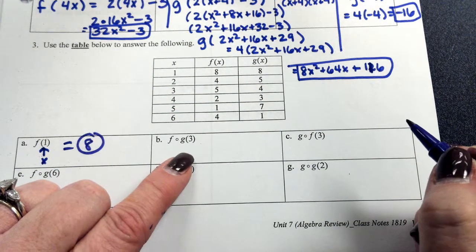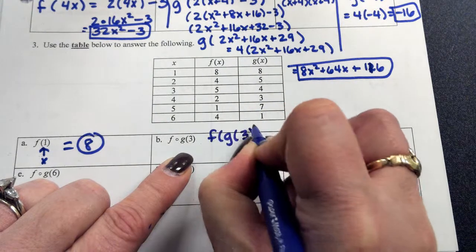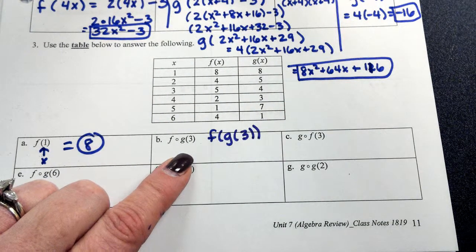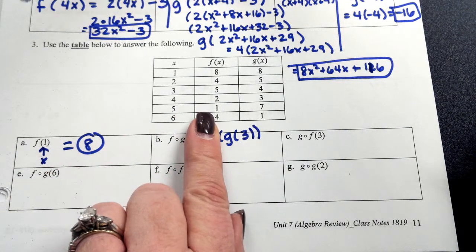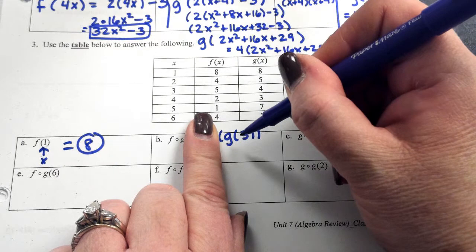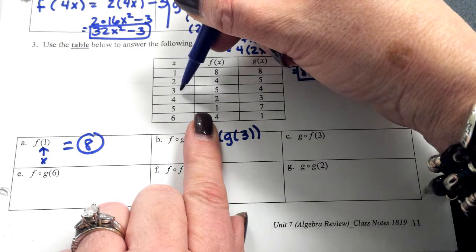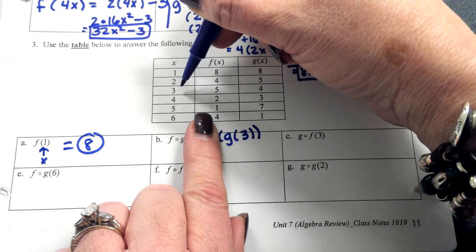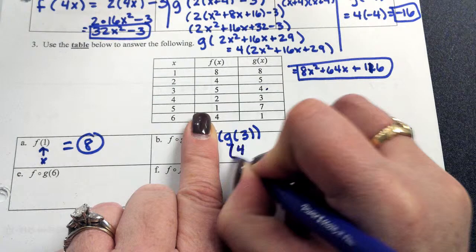So you also can do composition from a table. F of g of 3. So from the table, again, just like what you did, you want to start on the inside and work your way out. You want to find g of 3. 3 is your input. So what's the output going to be when x is 3 for function g? The output's going to be what? 4. So g of 3 is 4.